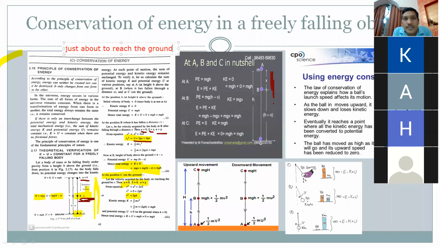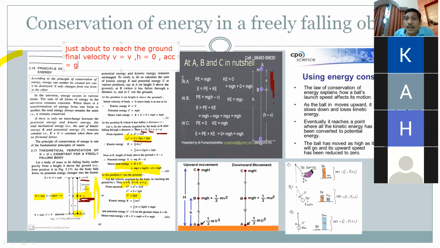Just about to reach the ground means we are assuming the ball is almost on the ground. It is not striking the ground. The height is 0, right? What is the final velocity of the ball? We can take v only. Height equals 0. Understand? And the acceleration? Small g is the acceleration.